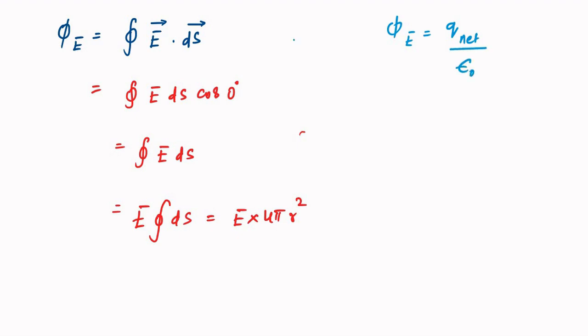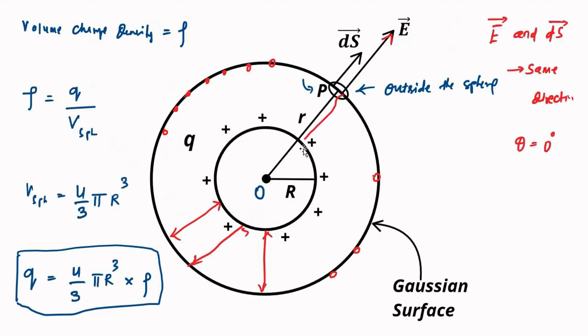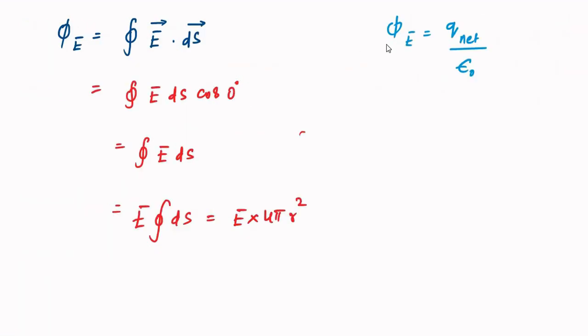Q net is the total charge enclosed by the Gaussian surface. Here the total charge enclosed by the Gaussian surface is how much? That is equal to Q, small q. This much amount of charge is enclosed by the Gaussian surface. It is inside the Gaussian surface, this charged sphere. The total charge of this uniformly charged sphere is Q. So here Q net is equal to Q.